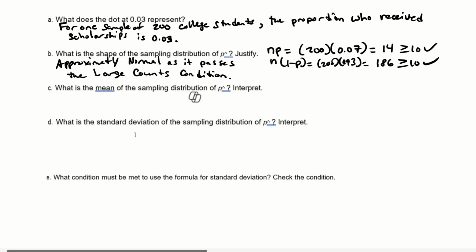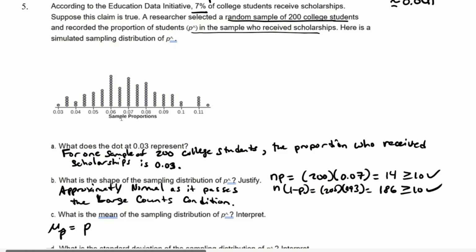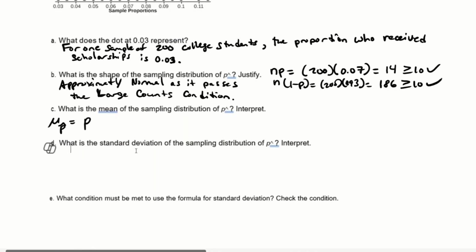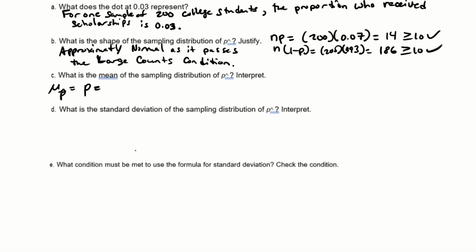Okay, so what is the large counts? Sorry, let me fix that. So what does the mean of the sampling distribution of p-hat interpret? The mean of p-hat, remember, is just simply the proportion, not the mean, the proportion. Now the proportion they already told us is 7%. So the mean of the sampling distribution is 7% or 0.07.